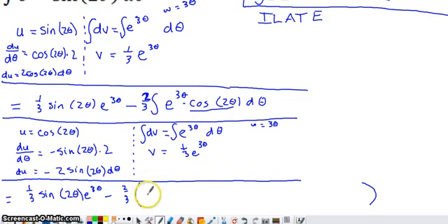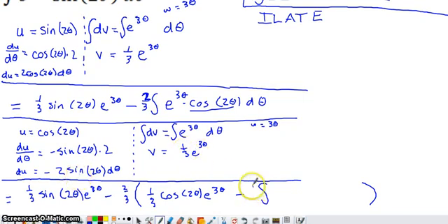So when I apply integration by parts a second time, now my formula is up off the top of the screen here, but I'm replacing this integral with u v. So that's going to be 1/3 cosine of 2 theta e to the 3 theta minus the integral of v du.